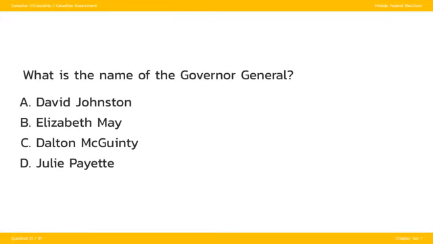What is the name of the Governor-General? A. David Johnston. B. Elizabeth May. C. Dalton McGuinty. D. Julie Payette. The answer is D. Julie Payette.